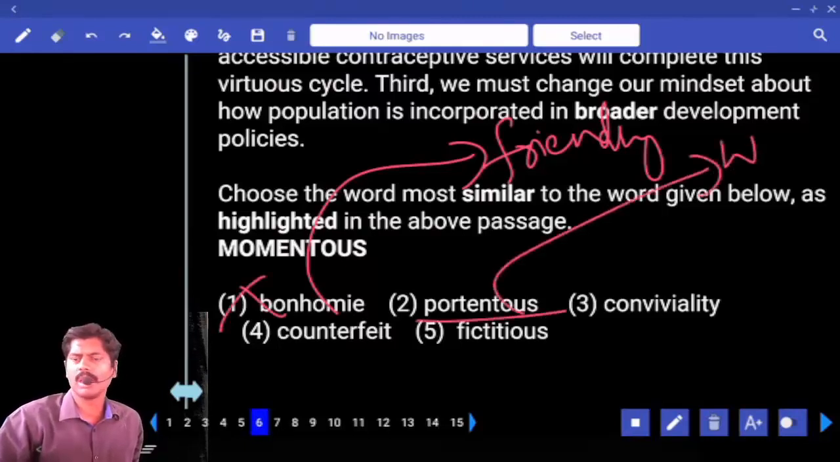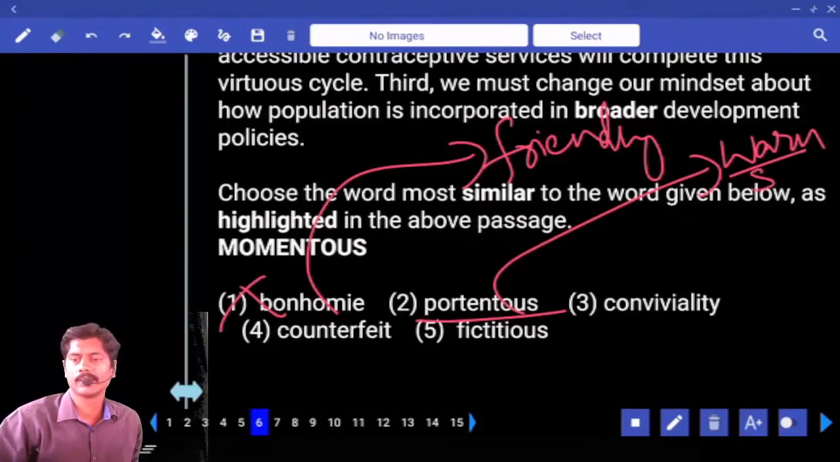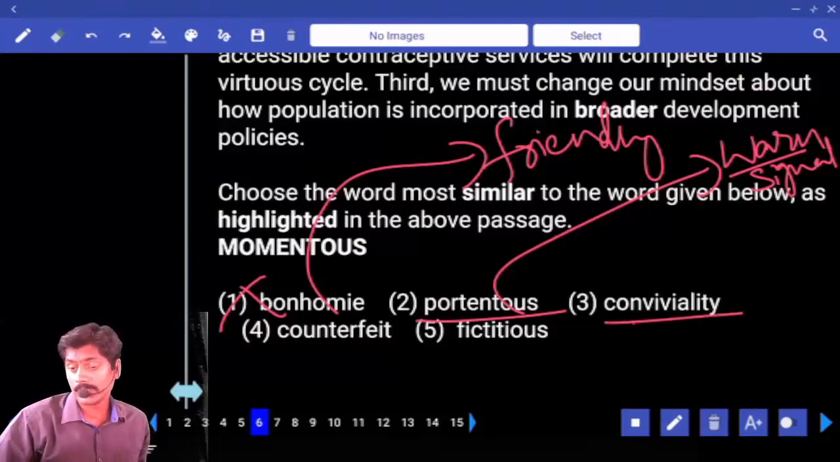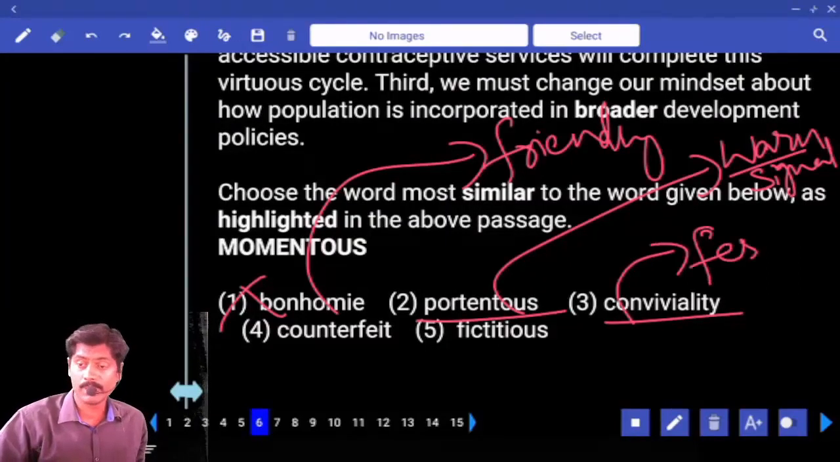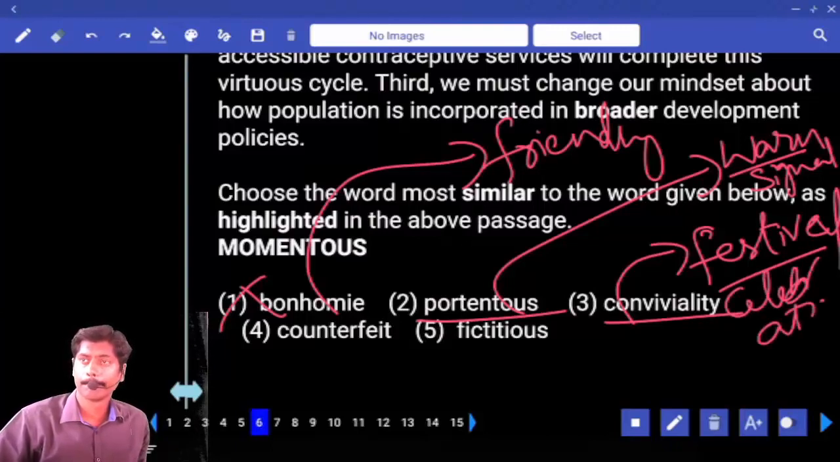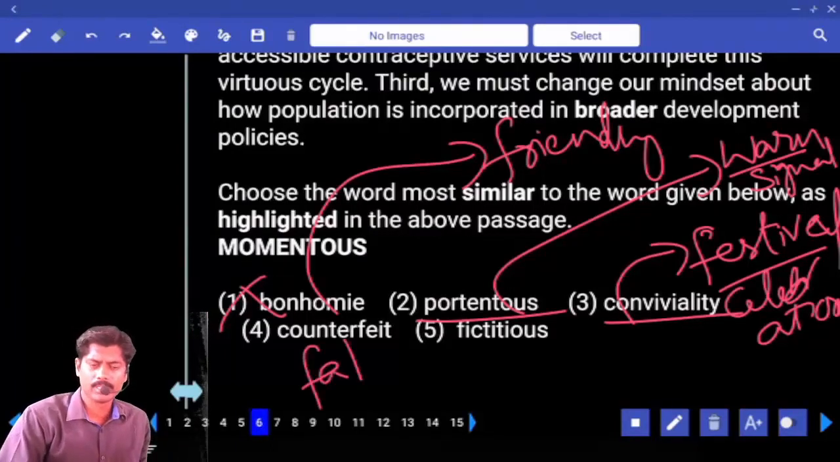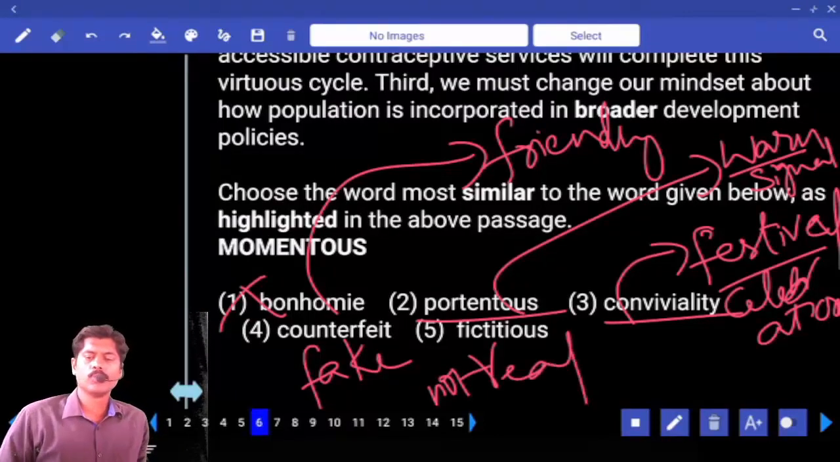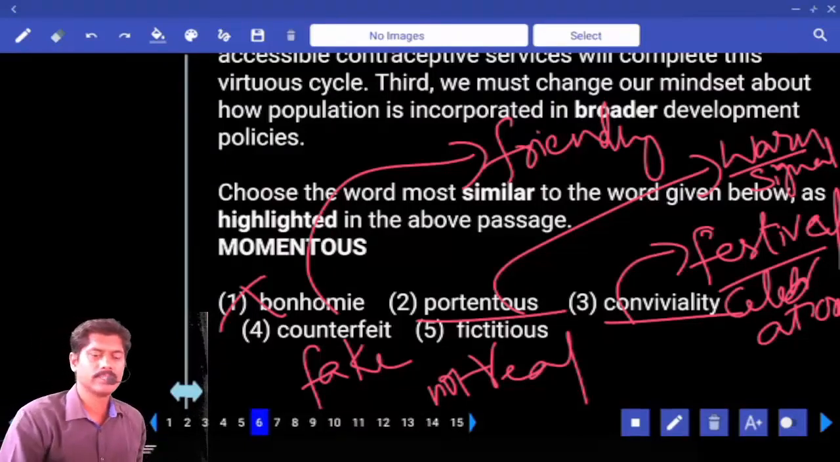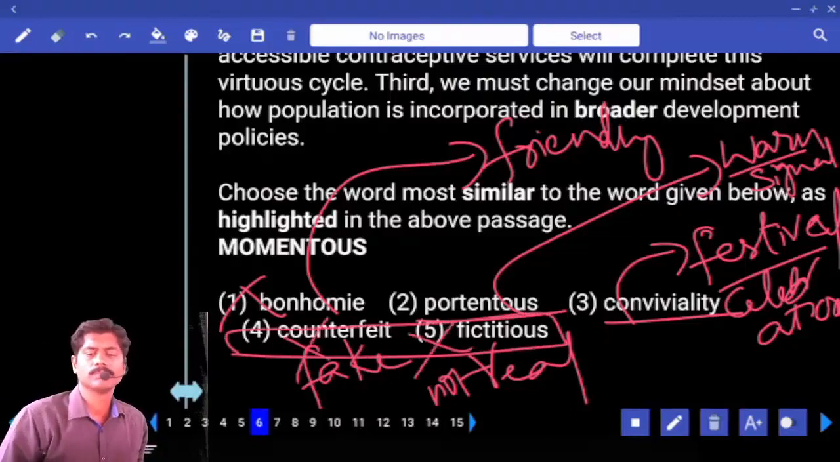Portentous is nothing but a kind of warning or signaling. Conviviality is nothing but success, festivity, celebration. Festival, celebration kind of thing. Counterfeit: fake, fictitious, imaginary, not real. Movies are fictitious, but we watch the movie, we cry, we laugh. It is not real. 4, 5, same meaning.